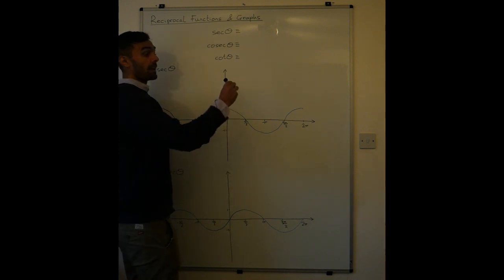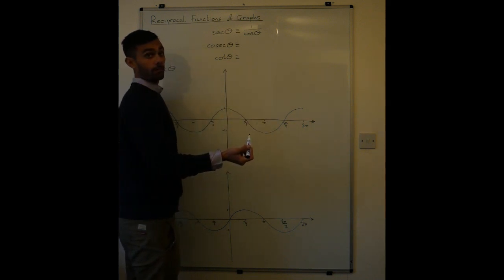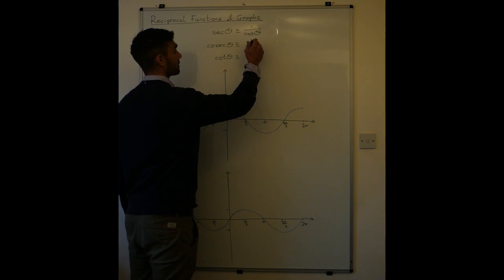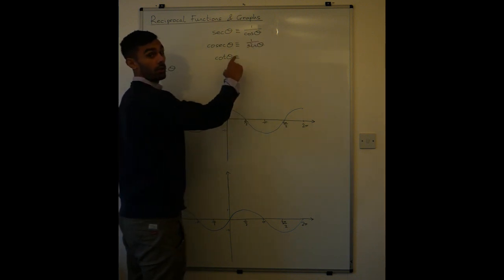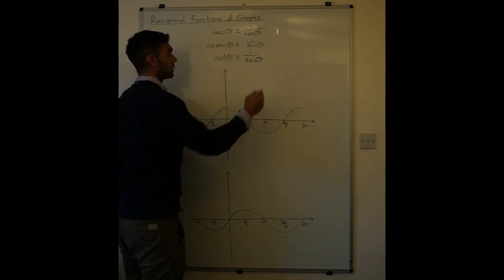Sec theta is 1 over cos theta. Cosec is 1 over sine theta, and cot is 1 over tan theta.